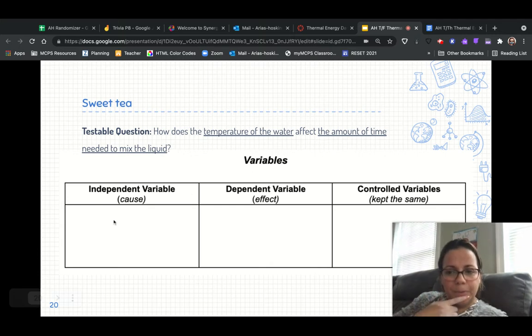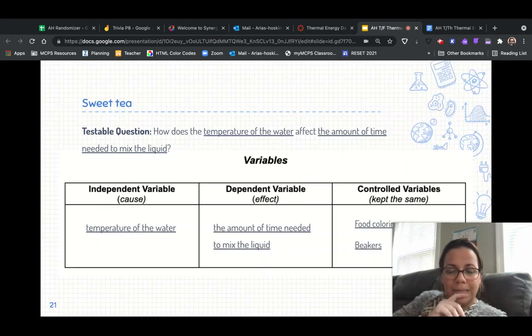Okay, so remember the variables when we were doing this at the beginning of the school year? We were talking about independent variable, dependent variable, control variables. The first part in here is the independent variable, which is the cause. Dependent variable would be the effect, and the control variables stay the same throughout the whole experiment. So what do you think would be the cause? Would it be the temperature of the water, or is it the amount of time needed to mix the water? So for the independent cause, it would be the temperature of the water. The effect will be the amount of time needed to mix the liquid.